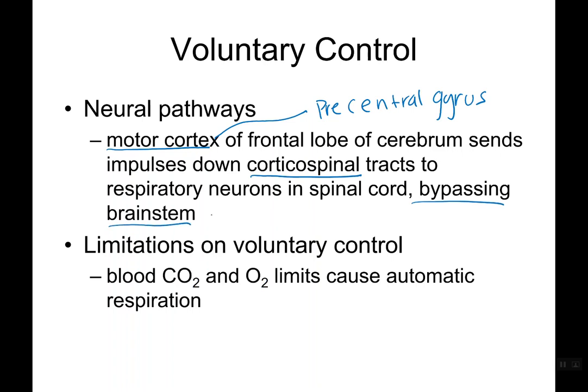There are limitations on voluntary control. So blood CO2 and O2 limits cause automatic respiration. So if you've ever had a kid say that they're going to hold their breath until they get something that they want, go ahead and let them do it. They don't have a choice. At some point, they're going to automatically respire because their nervous system does not permit them to hold their breath any further.